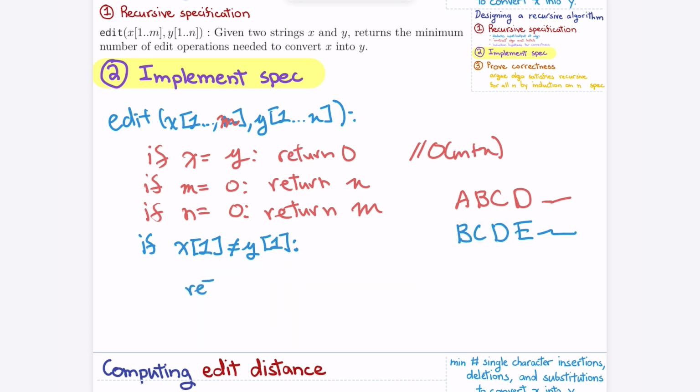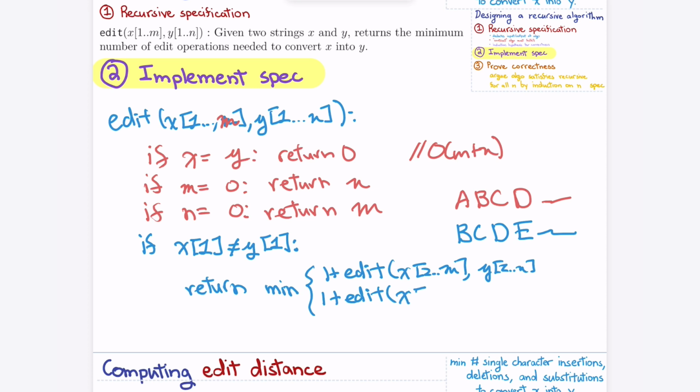We could return the minimum of, so one is the substitute, which we had earlier: edit x2 to m, y2 to n. Or I can try deleting, which means I'm going to get rid of one character from X and keep Y the same. That's a 1. And above it, that's supposed to be a 2. They look the same. Sorry.